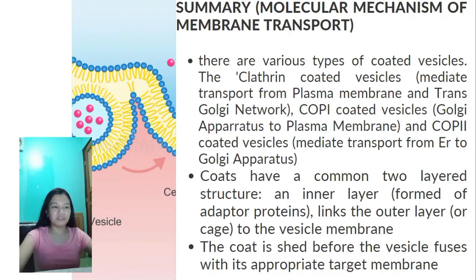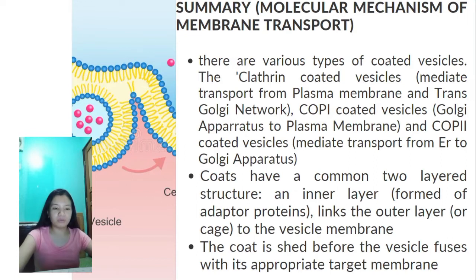So now, let's proceed na sa summary ng molecular mechanisms of membrane transport. So there are various types of coated vesicles. Clathrin-coated vesicles ay nagme-mediate ng transport from plasma membrane and trans-Golgi network. COPI-coated vesicles naman ay mediate from Golgi apparatus to ER, and COPII-coated vesicles mediate transport from ER or endoplasmic reticulum to Golgi apparatus.